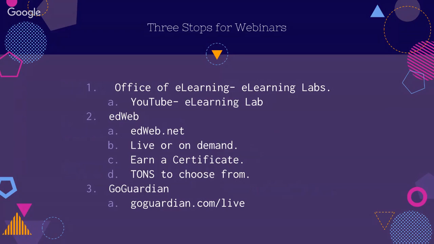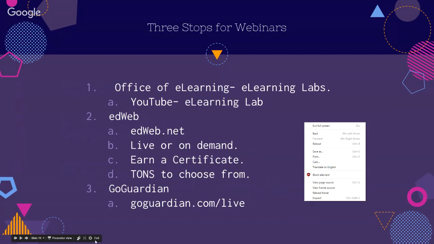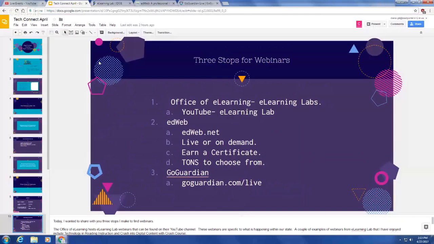The first is the Office of eLearning, which hosts what they call the eLearning Lab. And these webinars, I'll show you in a second, can be found on their YouTube channel. What I like about these webinars is that the topics are specific to what's happening in our state. A couple of examples of webinars from the eLearning Lab that I've enjoyed include technology and reading instruction and crash into digital content with Crash Course, if you are a John Green fan. So let me show you what that looks like.